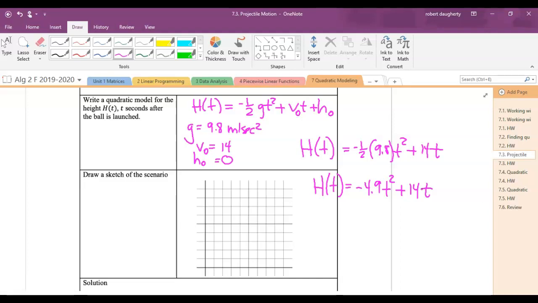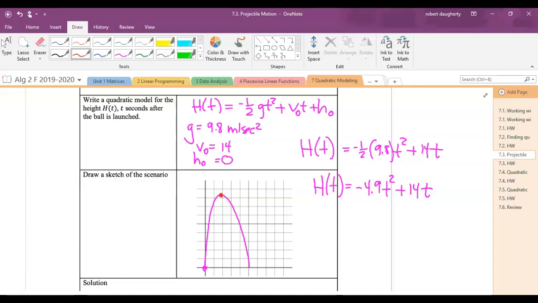So what's happening in the drawing? Is this a rock or a ball? It's a ball. Where does the ball start? 0. What does the ball do? It goes up and then it goes down. That's what the ball does, so that's what I'm modeling here. They asked me to find the maximum height. That means go find the vertex. All I need is the vertex of that parabola, and then I will be in shape.